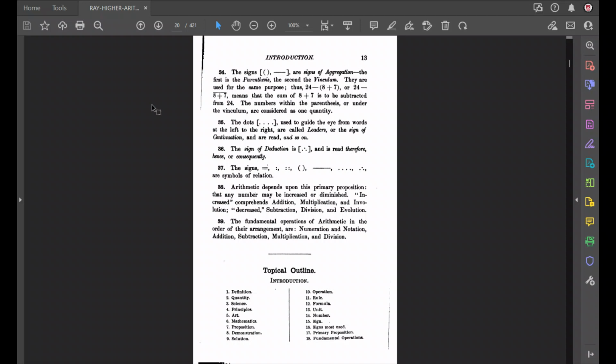Signs of aggregation. The first is the parenthesis, the second is the vinculum. They are used for the same purpose. They do the same thing. But in modern math classes, modern math textbooks, the parentheses are always used. I don't believe that the vinculum is used. So if we had an expression like this, 24 minus 8 plus 7 equals blank.